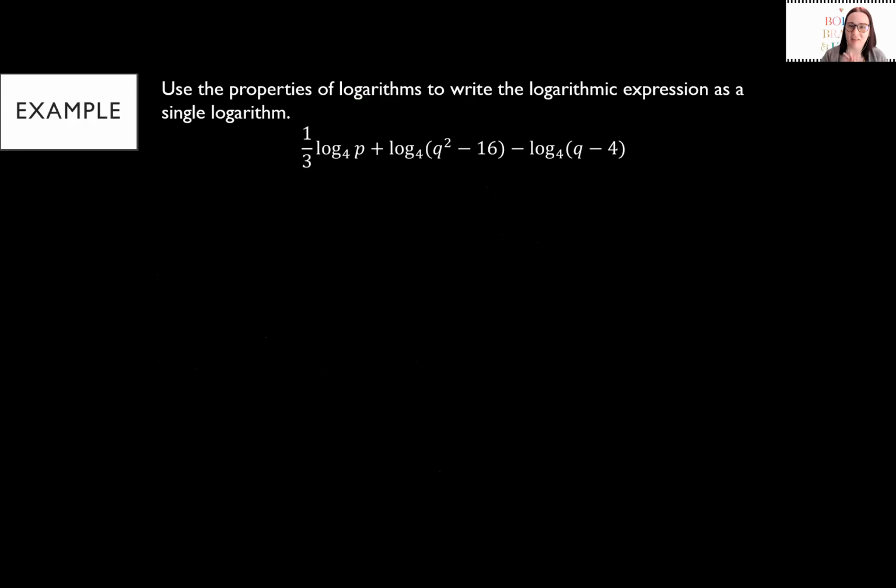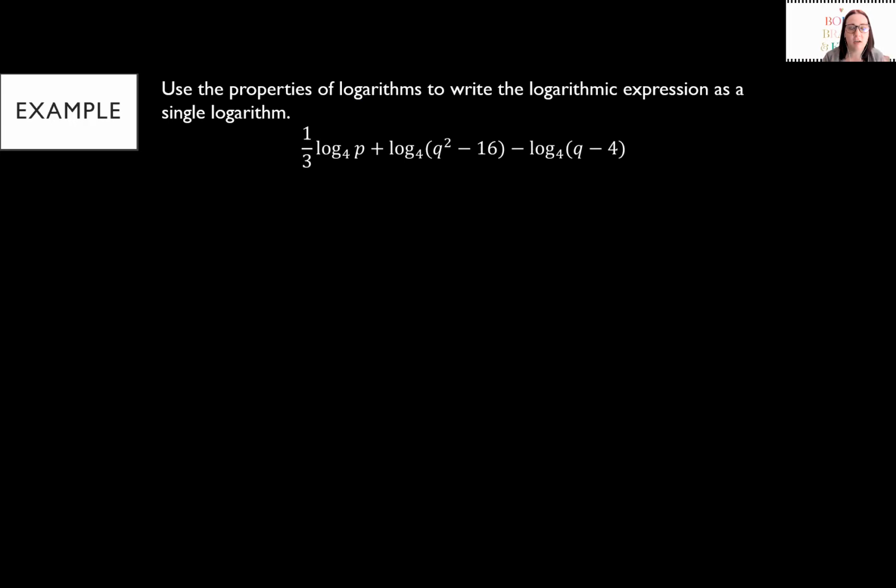So again, we are kind of throwing in some more things here. So I don't know if this one looks easier or harder than the other one, but if I throw a fraction in there, it usually looks harder to people. So we've got 1/3 log base 4 of p plus log base 4 of (q squared minus 16), and then minus log base 4 of (q minus 4).